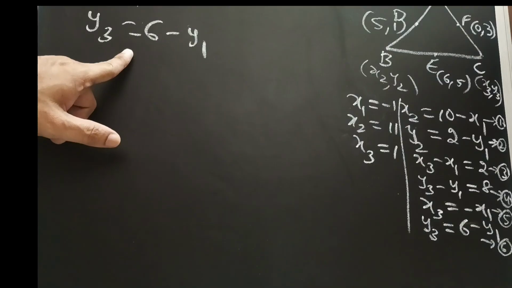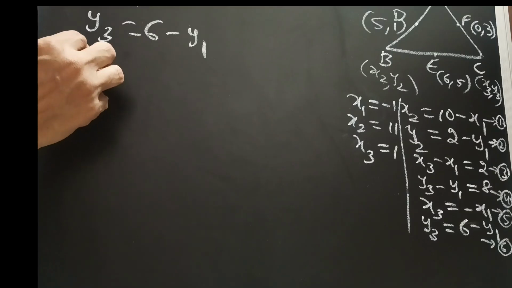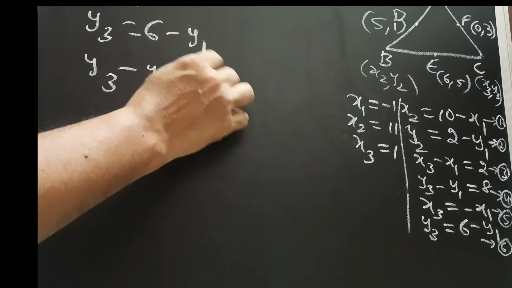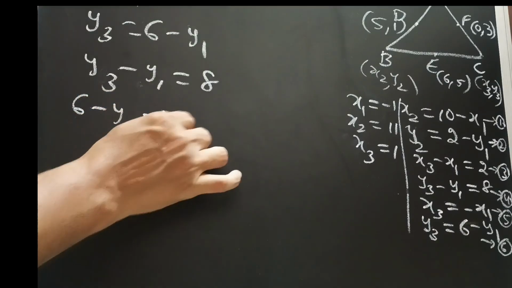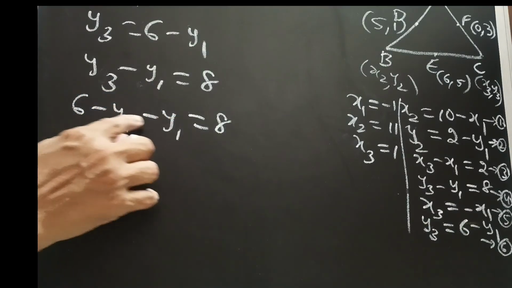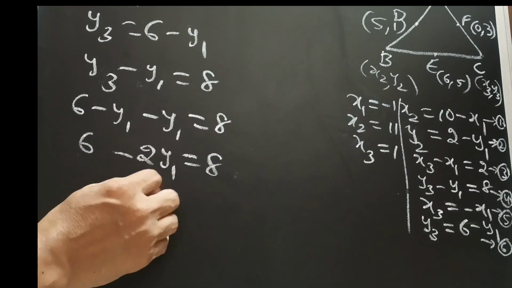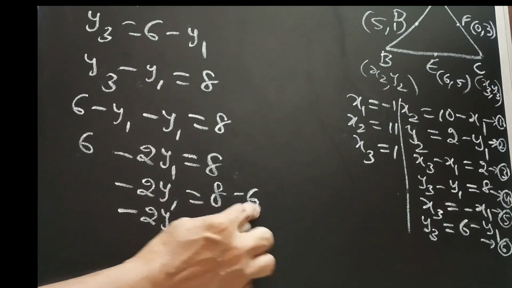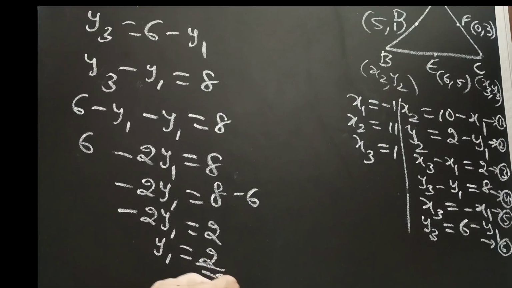This is sixth equation. Take this sixth equation and substitute in fourth equation, you will get y1 value. So fourth equation is y3 minus y1 is equal to 8. In place of y3, substitute this one. 6 minus y1 minus y1 is equal to 8. 6 minus 2y1 is equal to 8. Transpose this 6 this side, minus 2y1 is equal to 8 minus 6, which is 2. Transpose minus 2 this side, you will get it as y1 is equal to 2 divided by minus 2. 2 gets cancelled. So y1 is equal to minus 1.